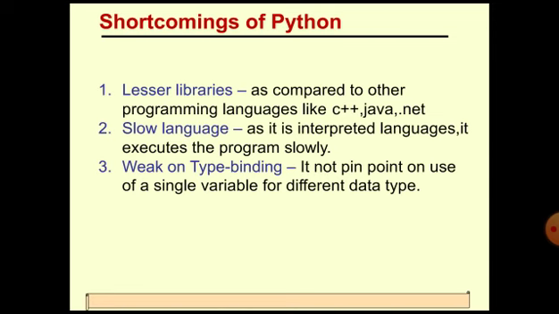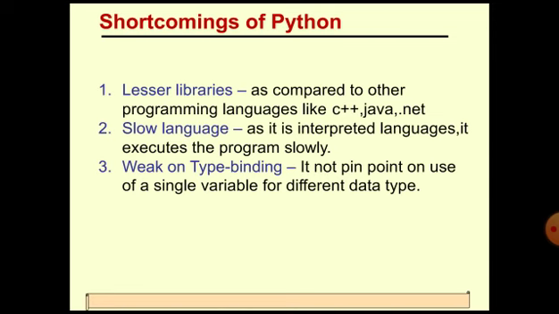Now the shortcomings of Python. It has fewer libraries as compared to other languages like C++, Java, and .NET. Although it is complete, as compared to other languages it has a smaller number of functions. It is a slow language. Why?